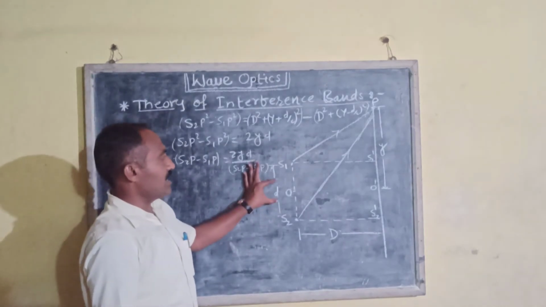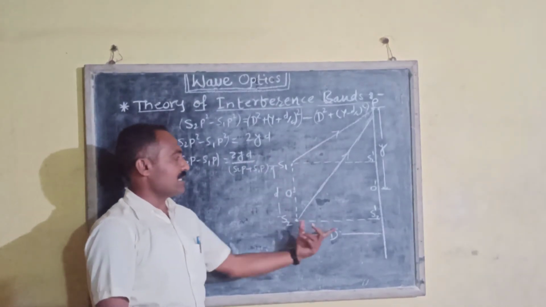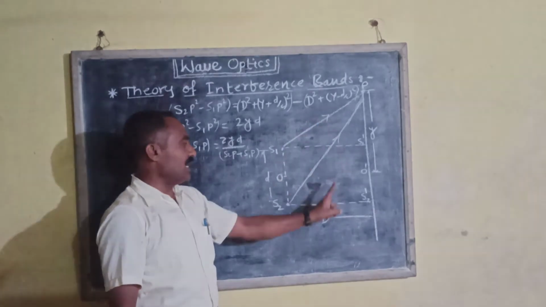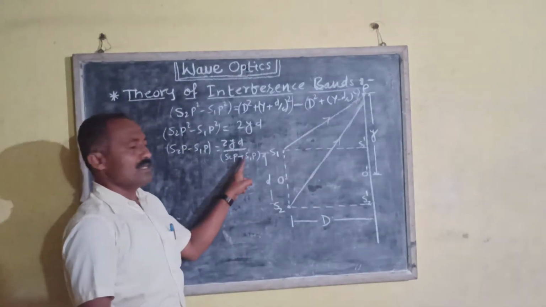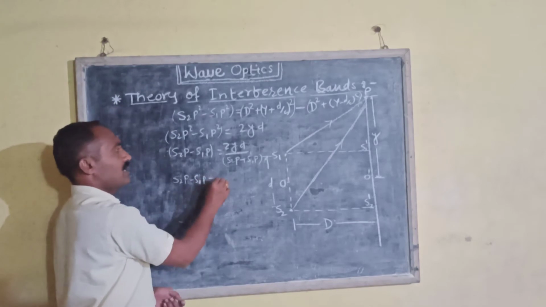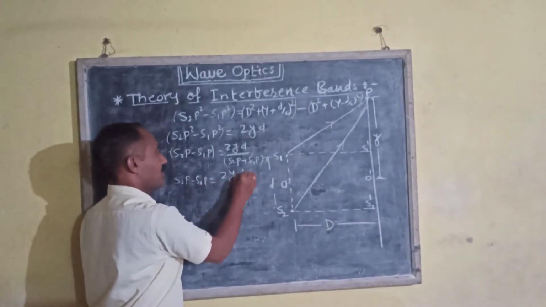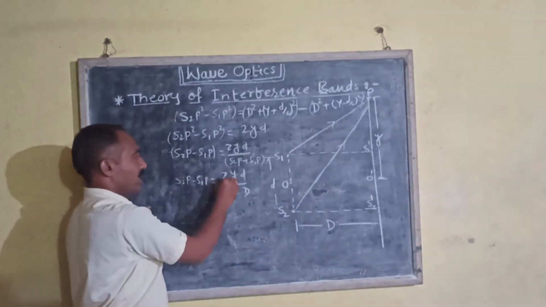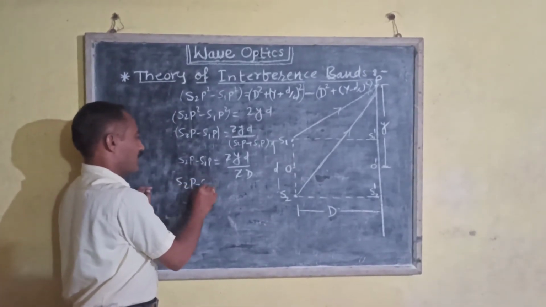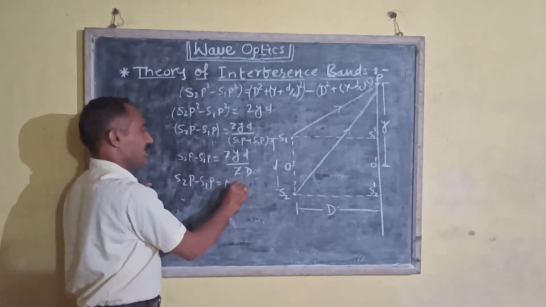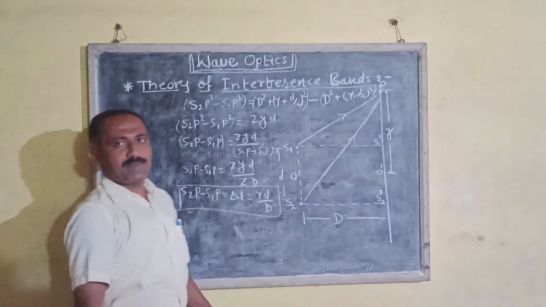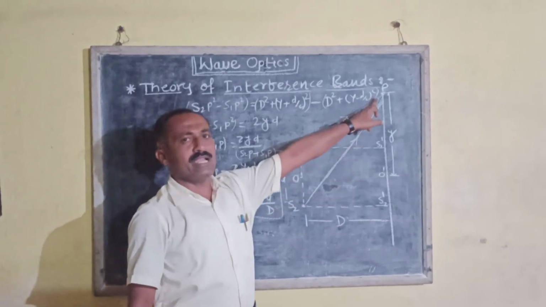As the distance d between the two slits is very small compared to capital D, S1P and S2P are nearly equal to capital D. Therefore, S2P plus S1P is equal to twice D. We can write S2P minus S1P is equal to twice yd upon twice capital D, the twos cancel, and the path difference delta L is equal to yd upon capital D. This is the expression for the path difference between the two waves arriving at point P.